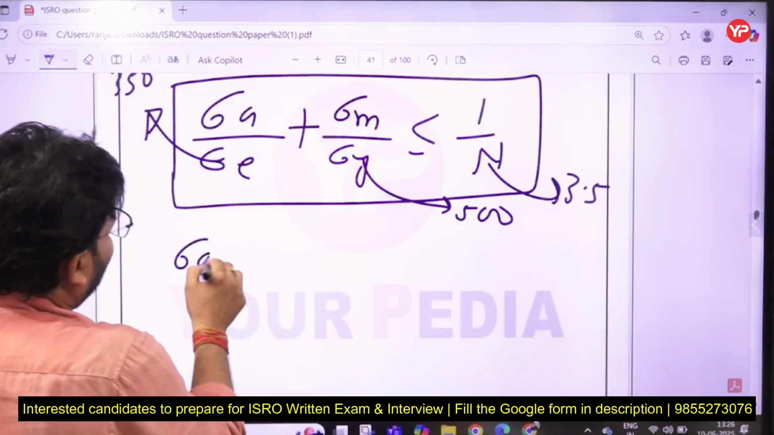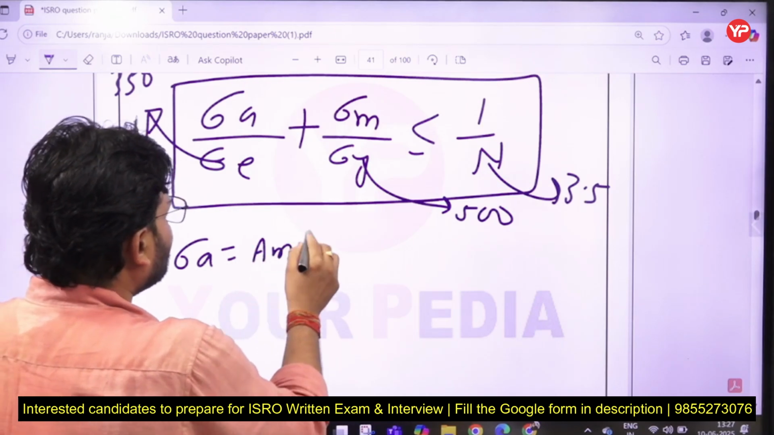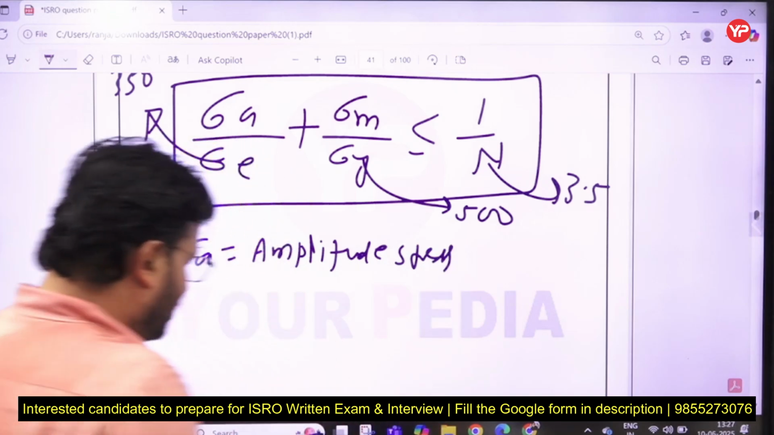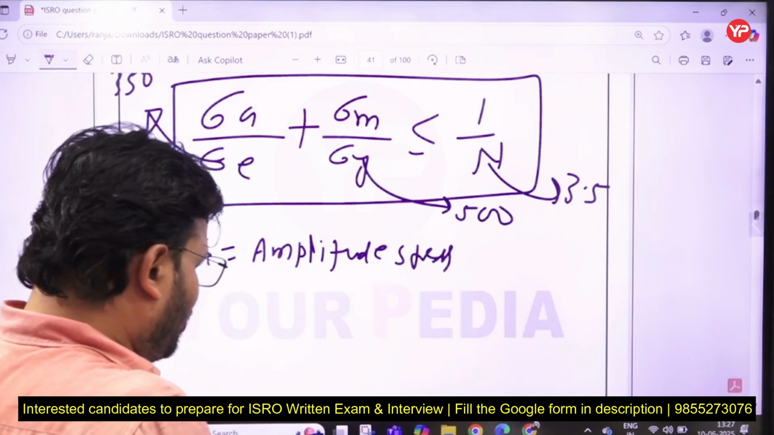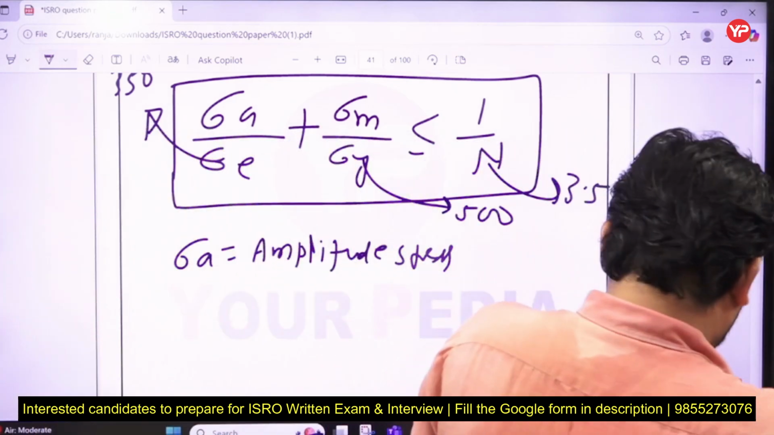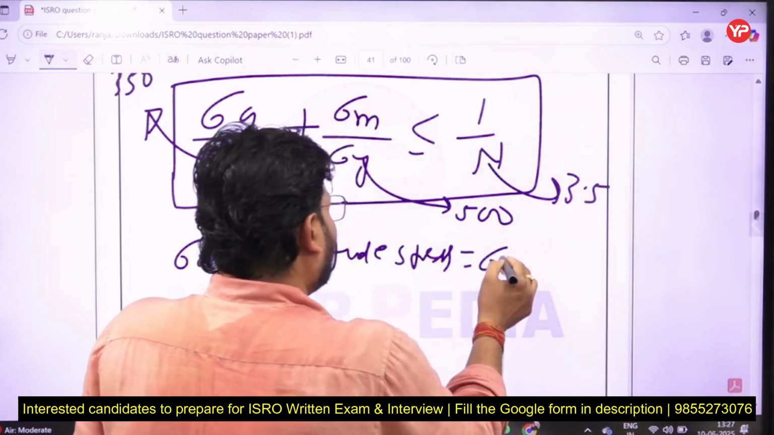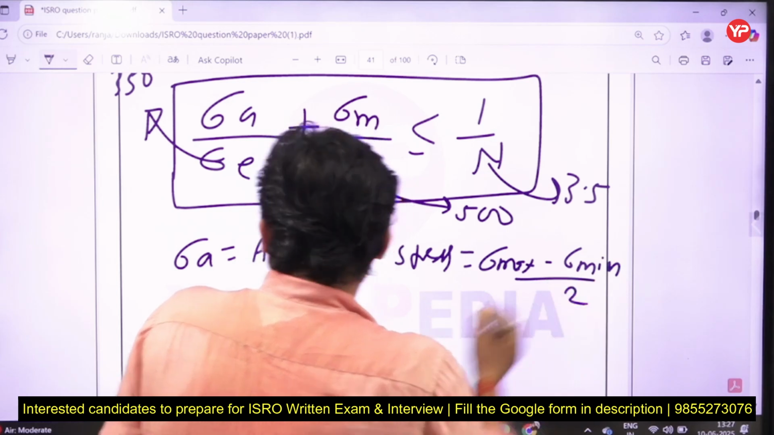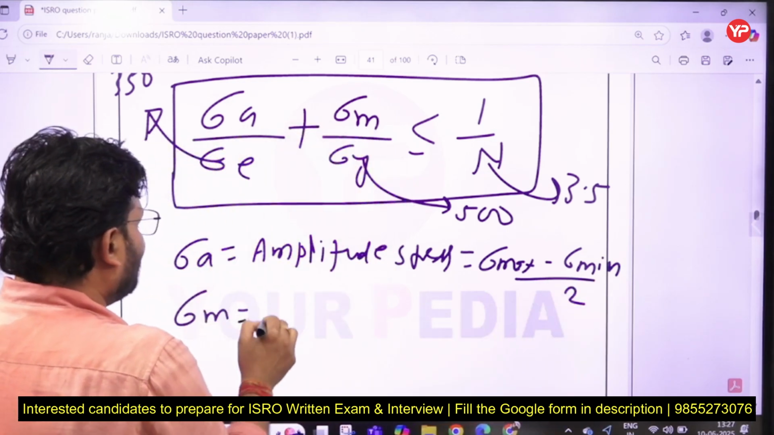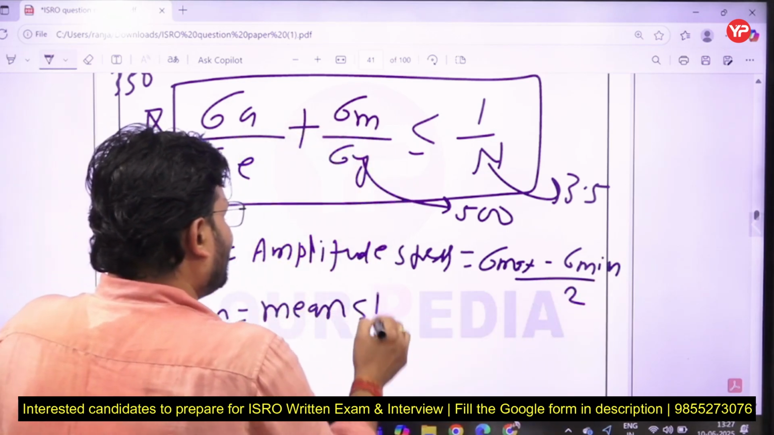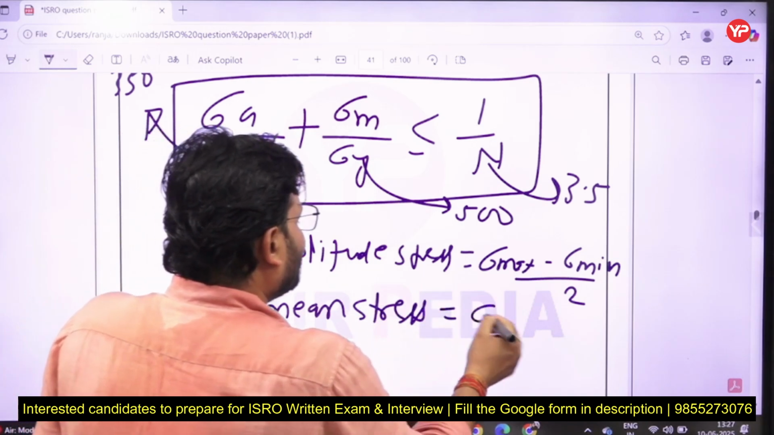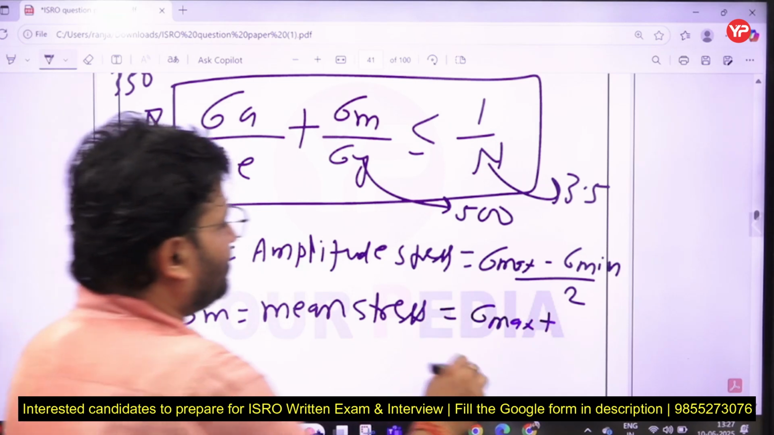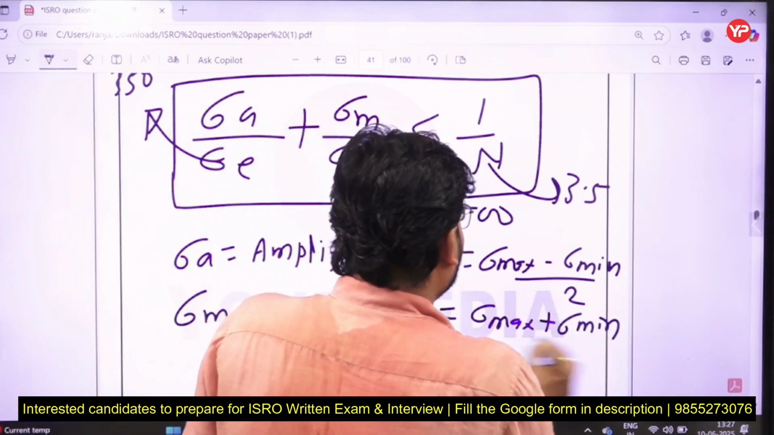Sigma A is what, my dear friends? Amplitude stress. Amplitude stress is always given by, you have to keep in mind, sigma max minus sigma min upon 2. If you talk about sigma m, this is called mean stress, and it is given by sigma max plus sigma min upon 2. Maximum plus minimum, the average, upon 2.